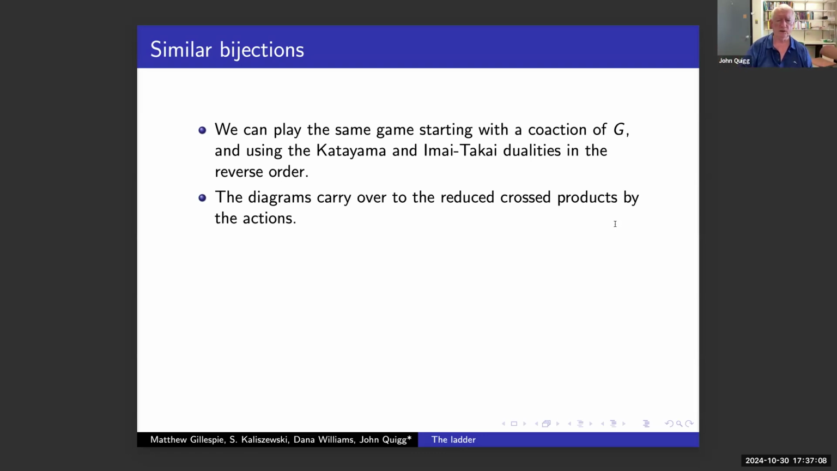So now in each case, there are two versions of the duality theorems, one using full cross products by the actions, one using reduced cross products by the actions. But once you have the cross product duality theorems, the latter works the same way, and it gives you bijections between the sets of invariant ideals. So effectively, we now have 4 theorems applying the latter method.